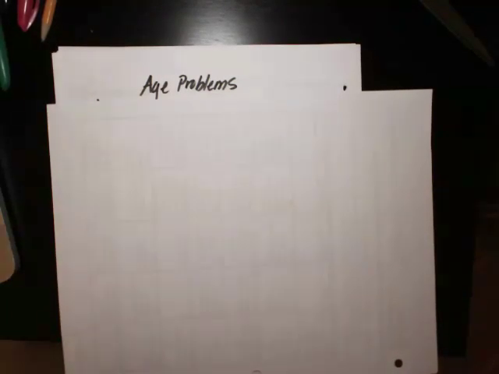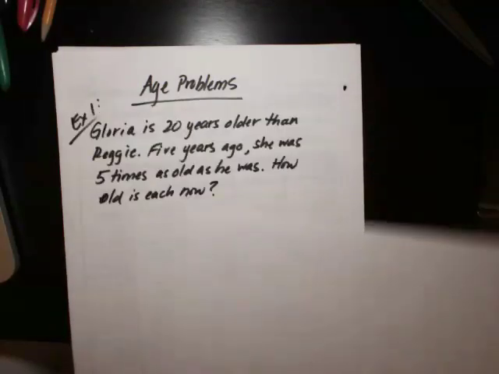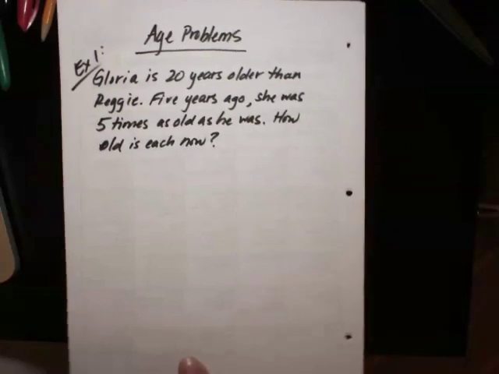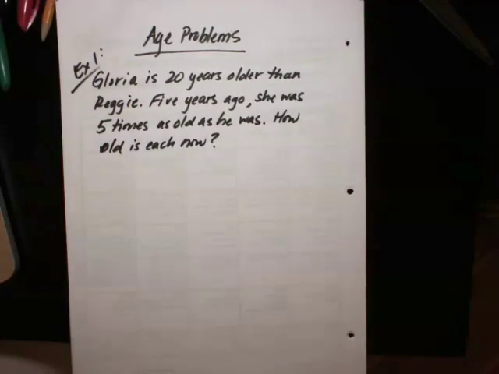Okay, for this set of problems, we're going to be talking about age, and we're going to be figuring out, almost like a puzzle, the age of certain individuals. In the first example, so you can read, Gloria is 20 years older than Reggie. 5 years ago, she was 5 times as old as he was. How old is each now?